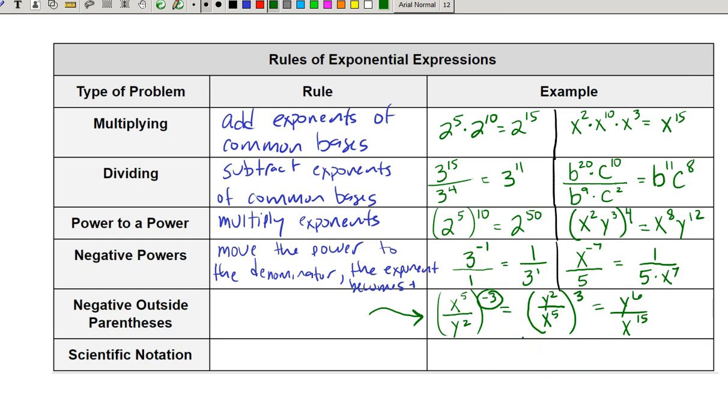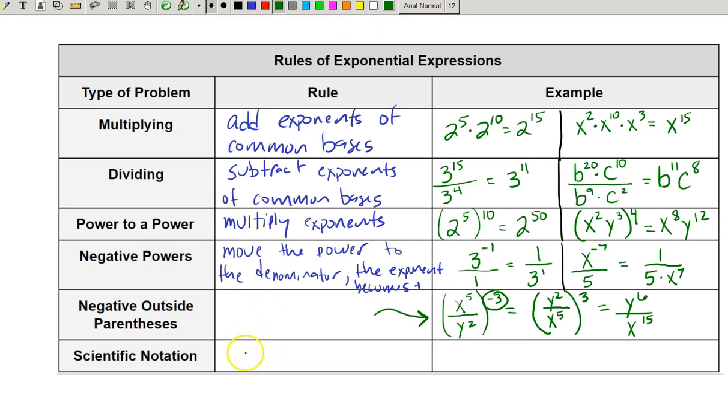The last thing we want to look at is scientific notation. Scientific notation is just a form of writing a number, specifically for writing really, really large numbers, to shrink it down so we don't have to write as many digits, or to write really, really small numbers to shrink it down so we don't have to write as many numbers after the decimal point.